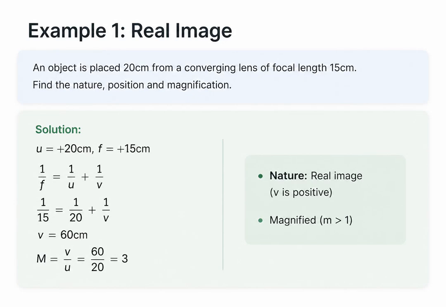Let's apply this to an example. If an object is placed 20 centimeters from a converging lens with a focal length of 15 centimeters, we can find the image position using the thin lens formula. Solving for v gives us positive 60 centimeters, meaning it is a real image. The magnification is v over u, which is 60 over 20, giving us 3. So the image is real and 3 times larger than the object.